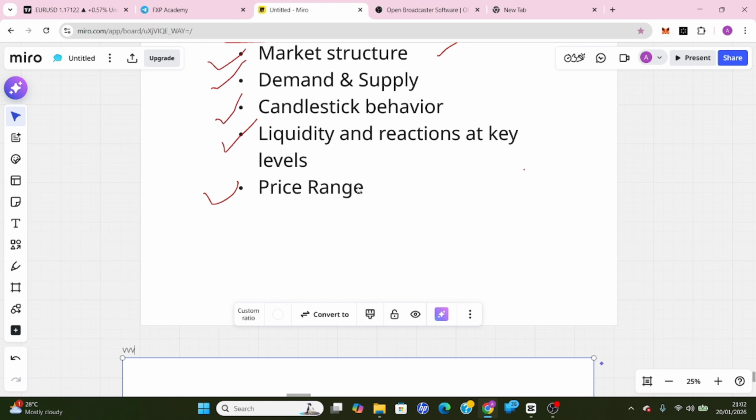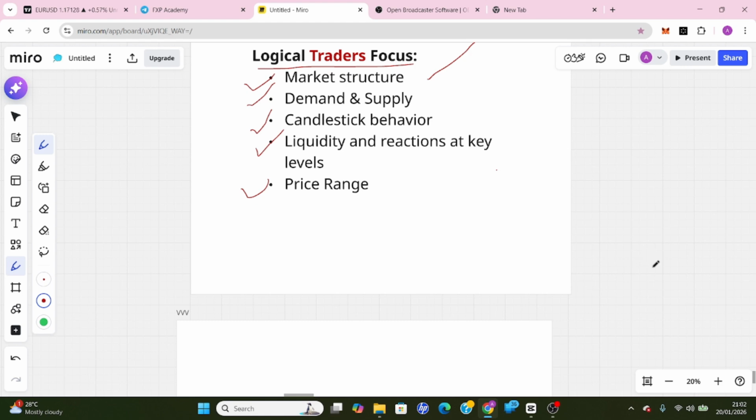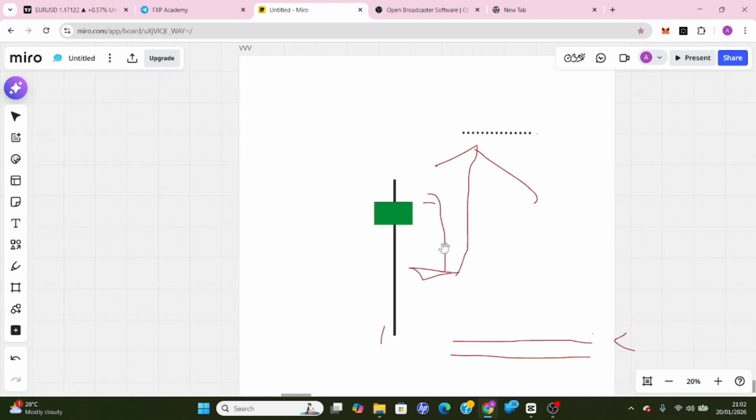So let me discuss the price range. If you don't understand the liquidity concept, I will come back again to do more analysis on the liquidity. But just know that it's generally a pending order within a movement. You understand? So let me demonstrate it here again for you guys.